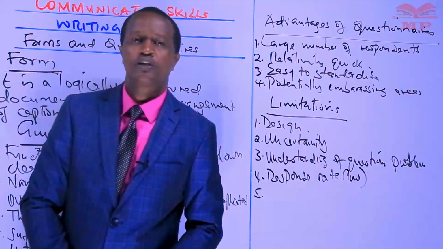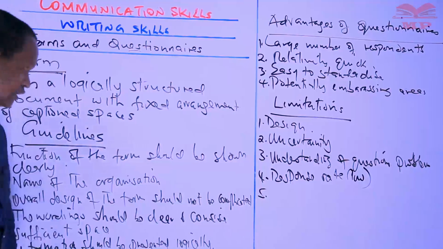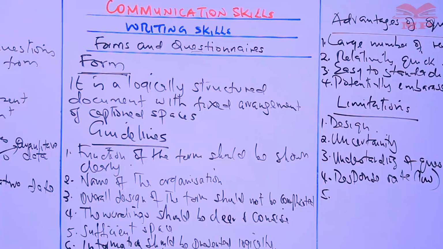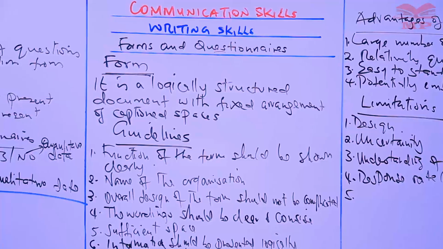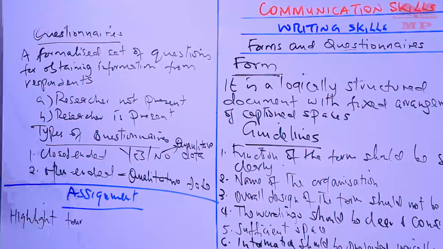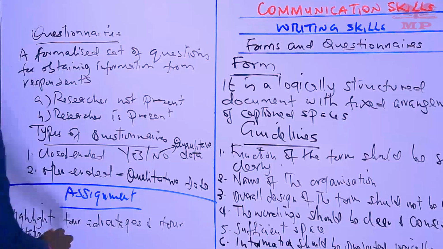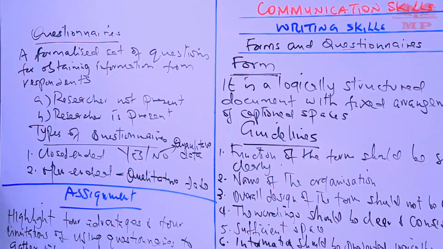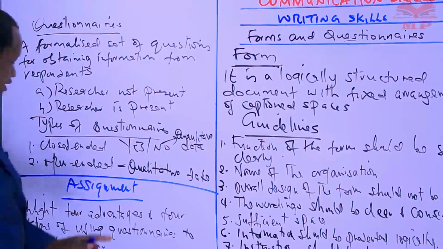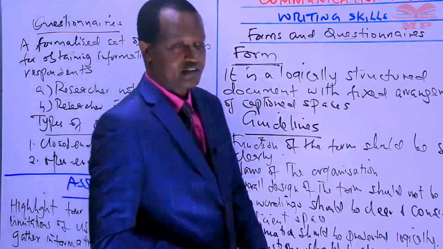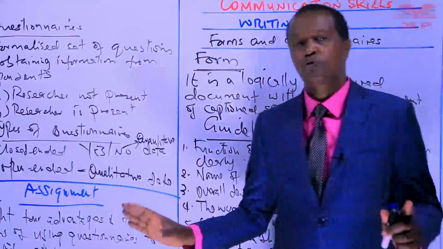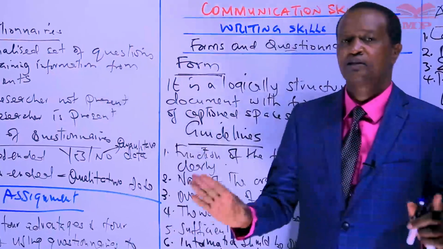So thank you for attending today's lesson. I'm going to give you just one question here for your assignment. The assignment is highlight 4 advantages and 4 limitations of using questionnaires to gather information. Candidates, when answering that question, make sure your notebook is closed. Try and see if you can recall what you have learned from your memory.